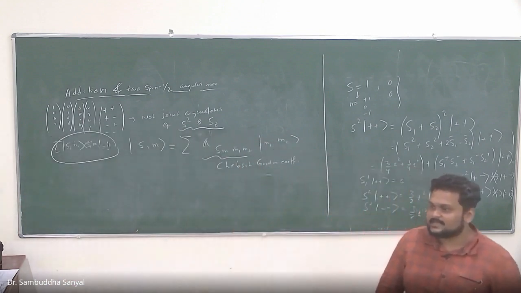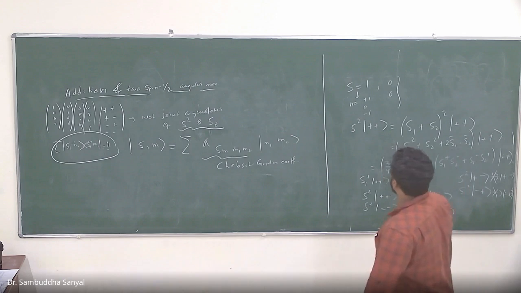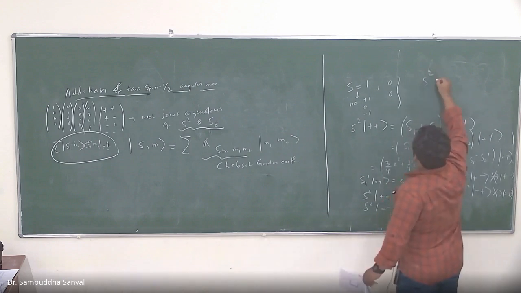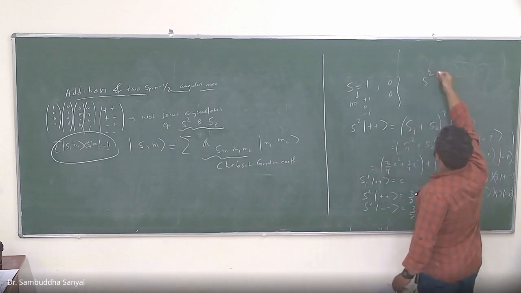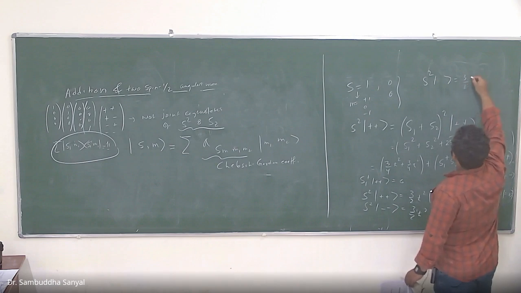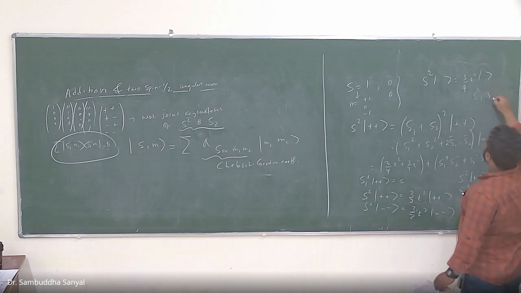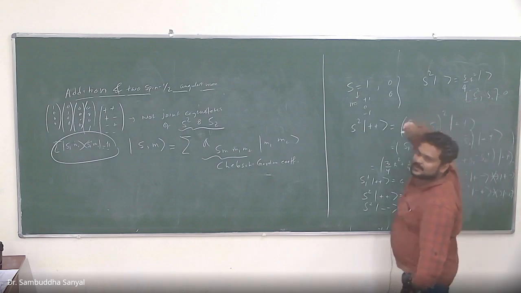Yeah. A square is basically identity. 3/4. A square acting on any state gives you what, spin 3 by 2 is, 3 by 4 of that state. A square commutes with all the operators in that space, right? In that space. So this is equivalent to an identity operator.